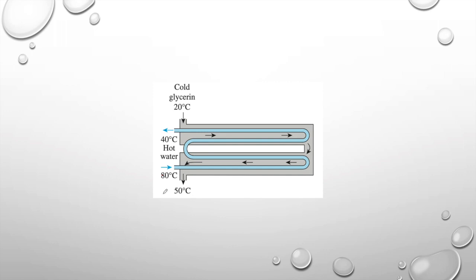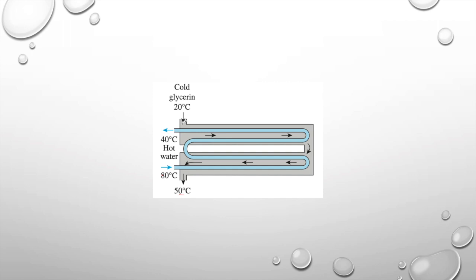Okay, multipass counter flow. Counter flow means that when the hot water is in here, therefore this is the cold glycerin out. Cold glycerin will be out here, and then the hot water out is 40 degrees Celsius, and the cold glycerin will enter. Okay, this is counter flow.